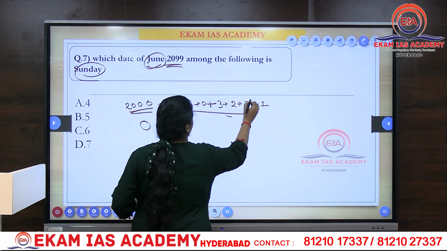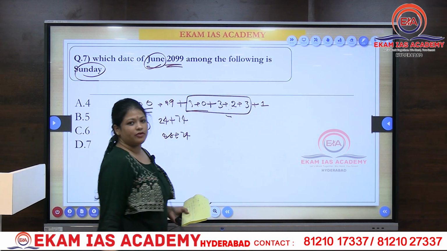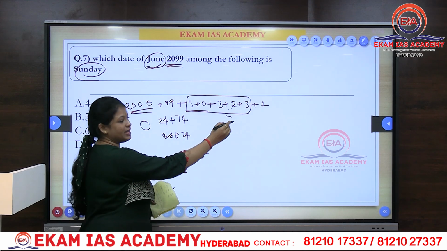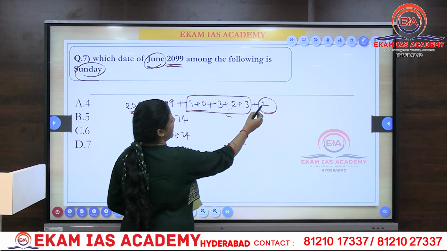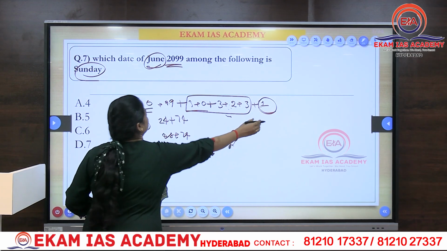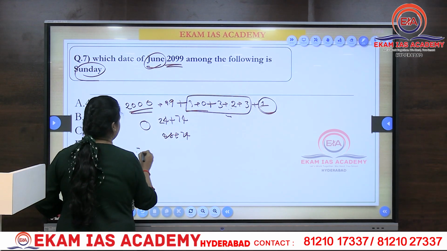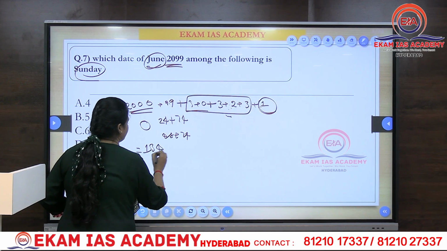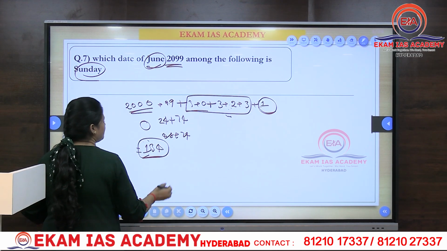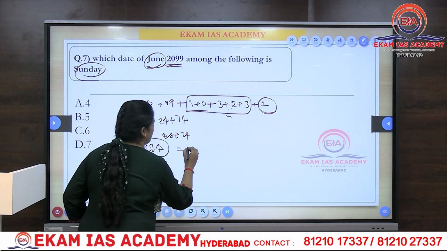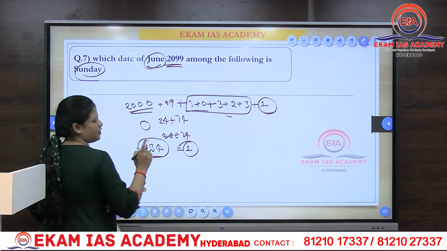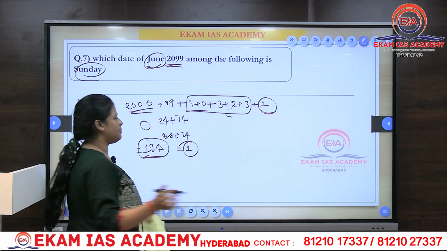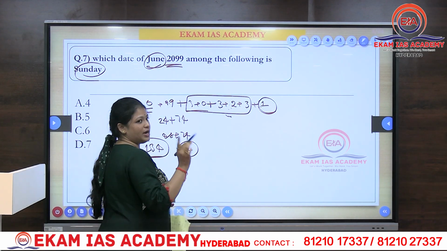So this will be the odd number of days from January to May, and since we are taking 1st of June, we are having 1 here. So the grand total sum of this would be 134. For 134 the odd day is 1. How would we get odd days? 134 divided by 7, the remainder, what is the remainder? Remainder is 1, so it is 1 odd day.